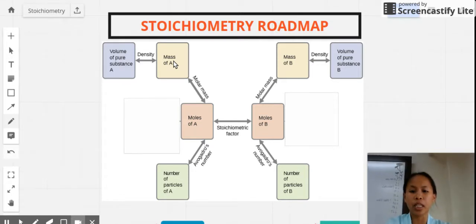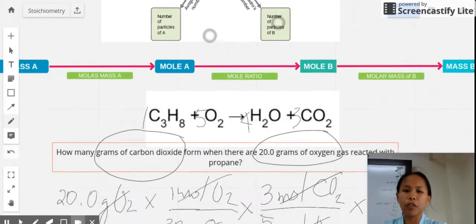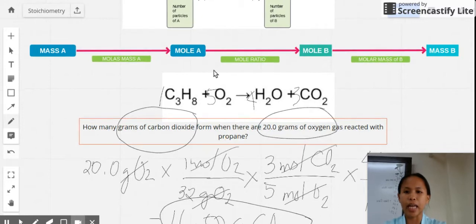Based on the roadmap, the first conversion will use the molar mass of A, followed by the mole ratio or the stoichiometric factor, which comes from the coefficient values between the given substance and the substance you require. Right after that, to get the mass of the substance you're looking for, you need to multiply by the molar mass of B. So to shortcut that, the outline for this conversion from mass to mass is that you begin with the molar mass of A, followed by the mole ratio of A and B, and then the molar mass of B. So, three conversion factors.